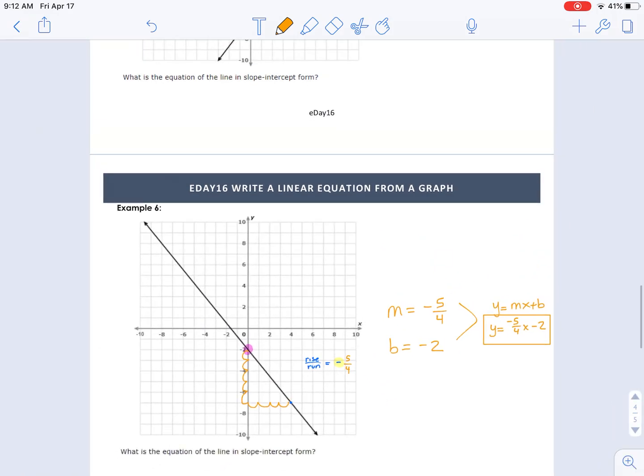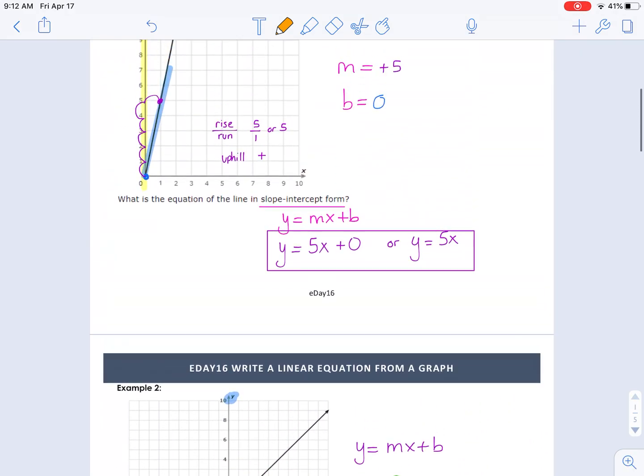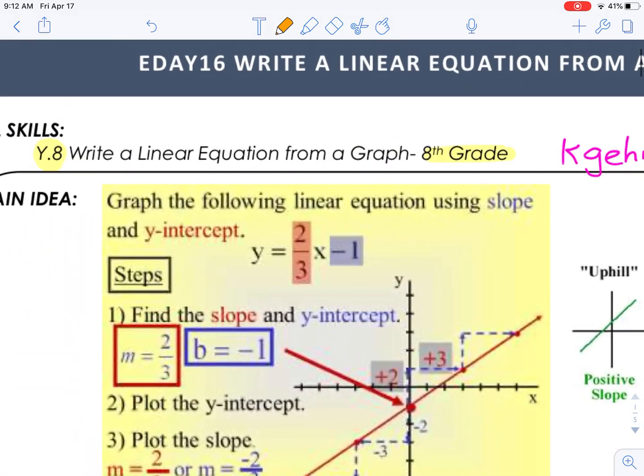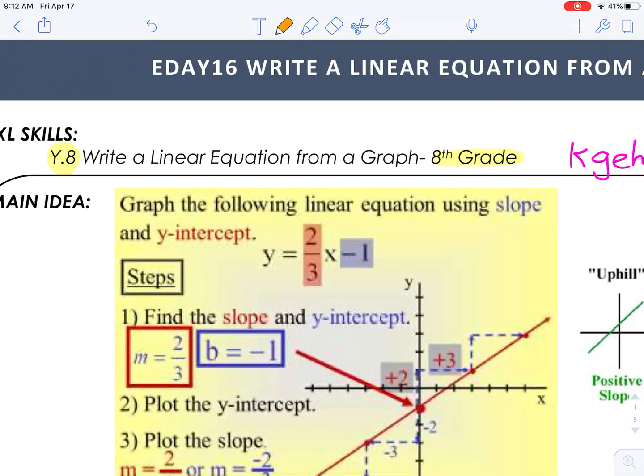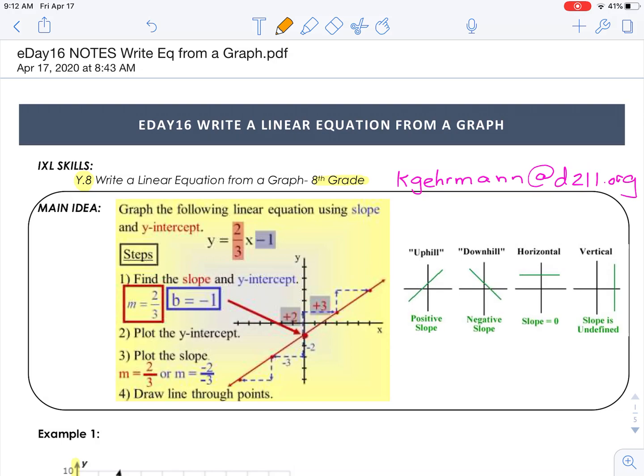Once again, this is a very important lesson, knowing your y equals mx plus b form and slope intercept form. Please make sure that you do your IXL. It's Y8 in 8th grade. Email me when you're done.